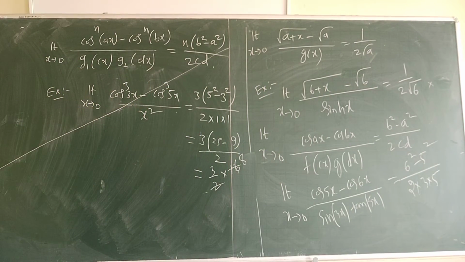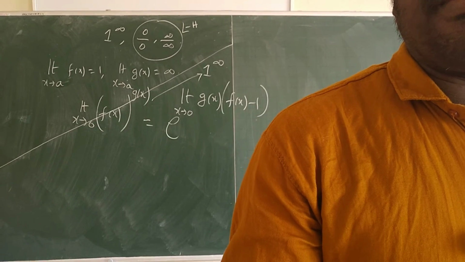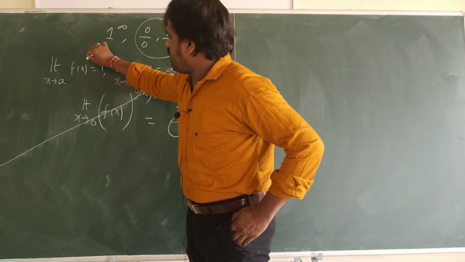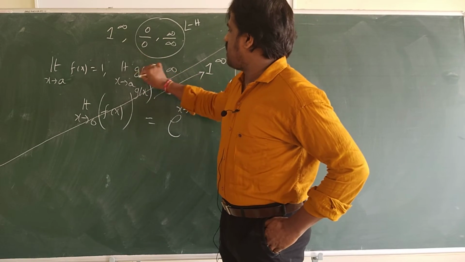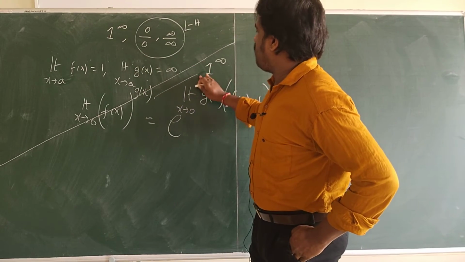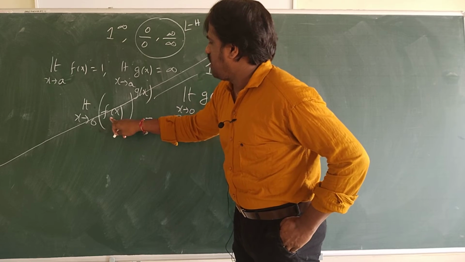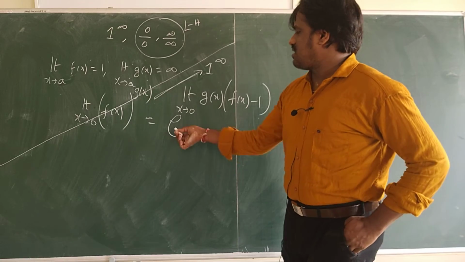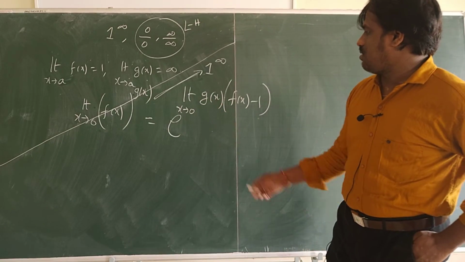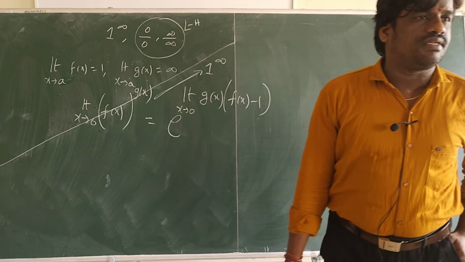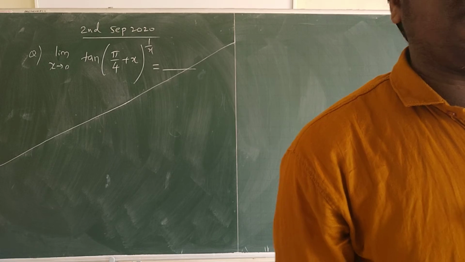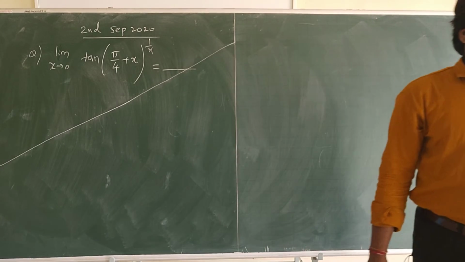Okay, so these are the short tricks. So 1 power infinity form is this. One function is limit x tends to a f of x is 1, limit x tends to a g of x is infinity. So the form of this function, limit x tends to 0 f of x to the power of g of x, is 1 power infinity form. So the answer will be e to the power of limit x tends to 0 g of x into f of x minus 1. Now we will do problems on this. 1 power infinity is important for JEE Mains.